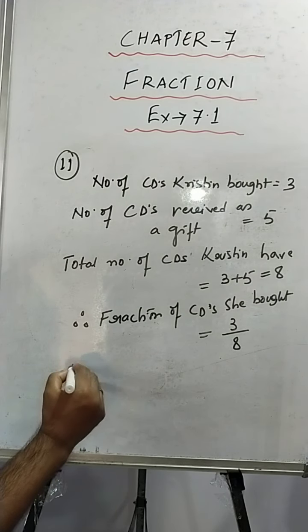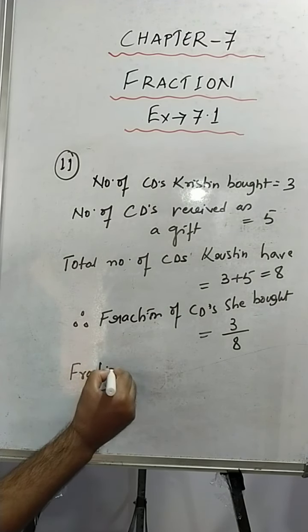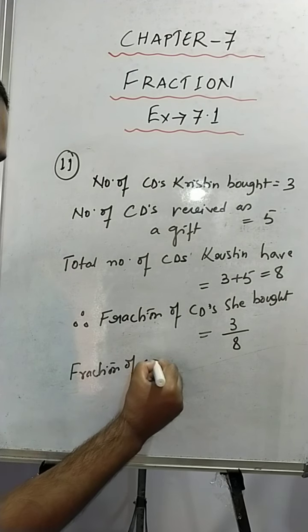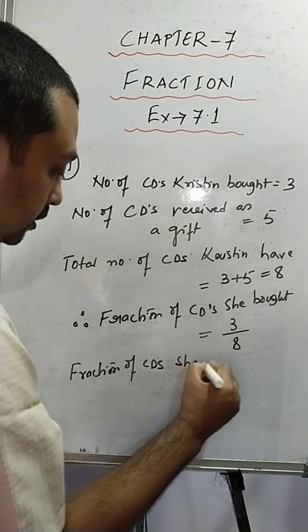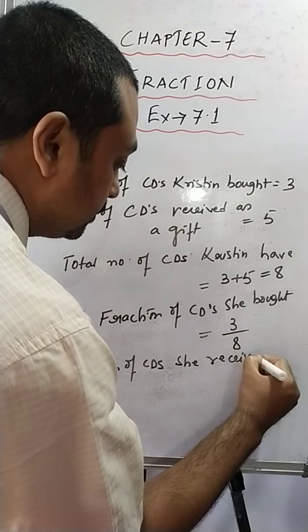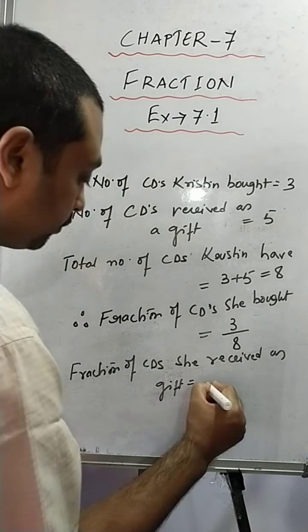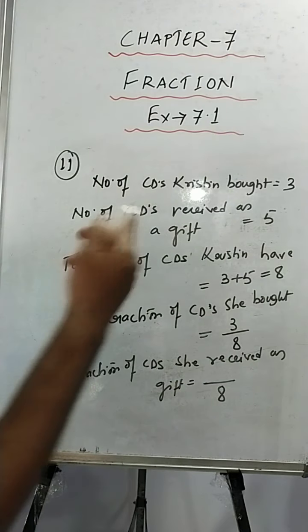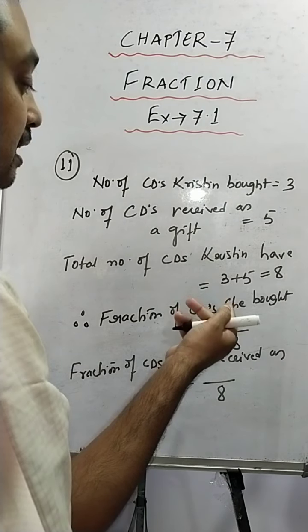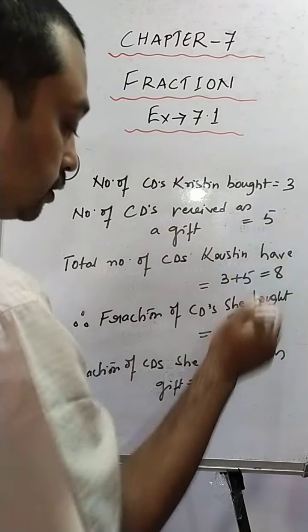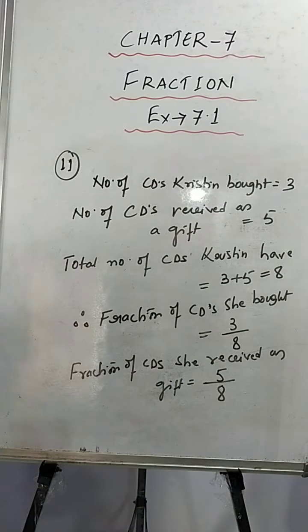Now fraction of CDs she received as gift. So out of total, that is 8, how many CDs has she received as a gift? Obviously 5. So the required fraction will be what? 5 by 8. Understood? So it's a very, very easy question.